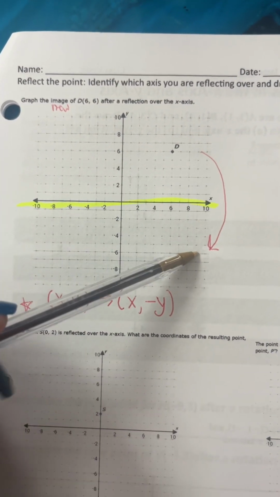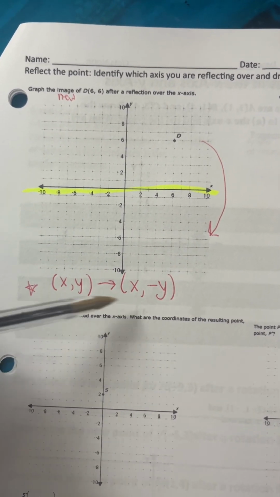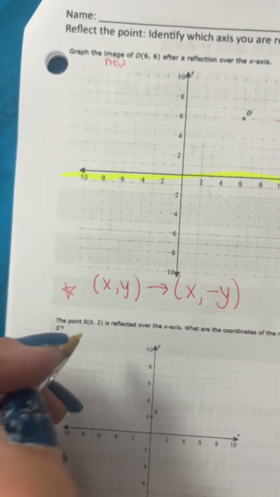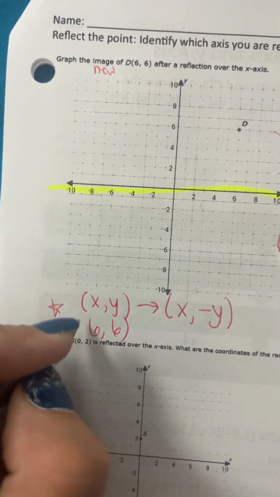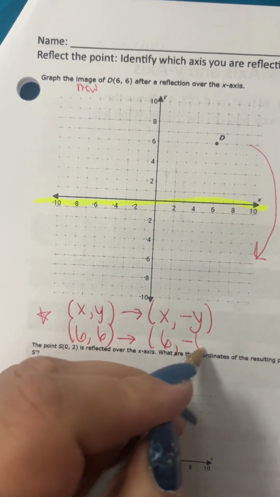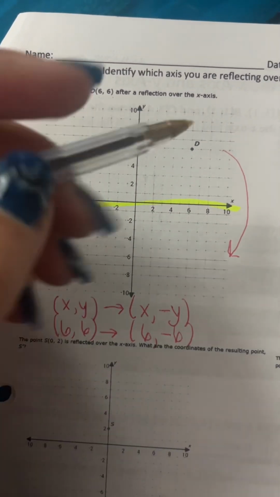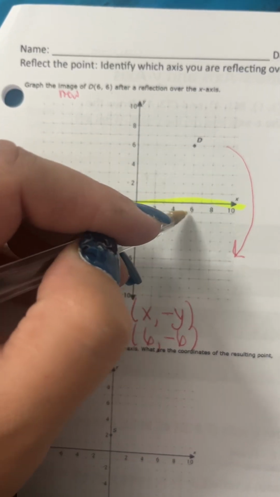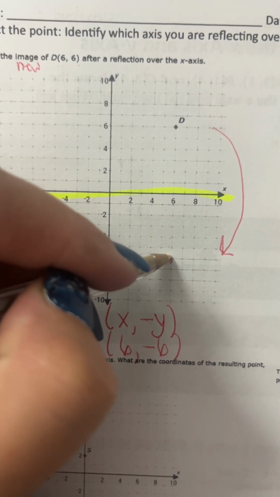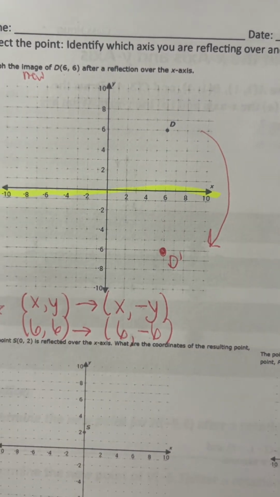If we're going down, that's on the y-axis, okay? So only y is changing. X is gonna stay the same. All right, so if this point is (6, 6), I'm gonna change that. (6, 6) will become (6, -6), okay? Opposite, remember, the opposite of this would be -6. And then we plot that new point. Start here, right 6, and then down 1, 2, 3, 4, 5, 6. Label this as D prime, okay?